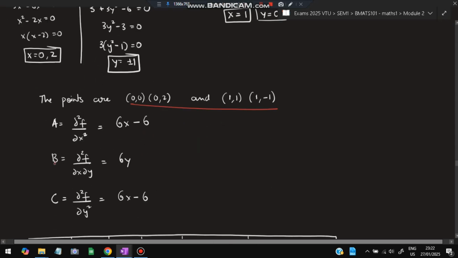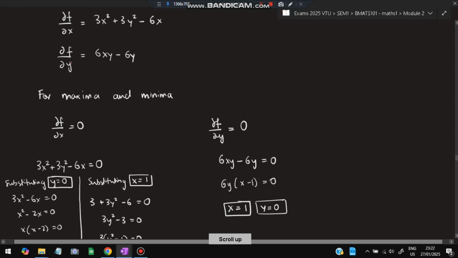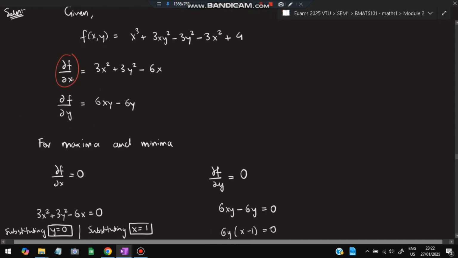The next step is to find out the A, B, C values: del square f by del x square, del square f by del x del y, del square f by del y square. This is how we will do it. We have the value of del f by del x, right? Differentiate with respect to x, we'll get del square f by del x square. Okay, this is the A value. If you differentiate with respect to y, we'll get the B value, which is del square f by del x del y. If we differentiate this with respect to y, we'll get the C value, which is del square f by del y square. Okay, so we'll get these three values.